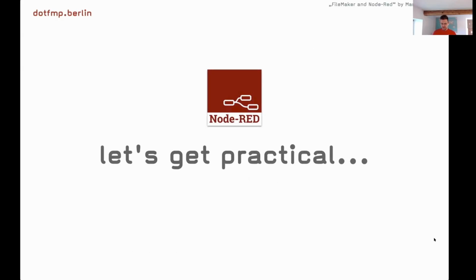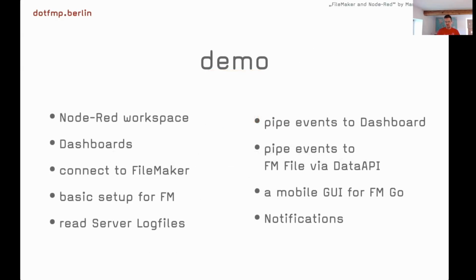So let's get practical. We will see some demos now. I think we will spend about 45 minutes or an hour. We have time afterwards to talk about it, to answer some questions, or to do some further experiments. First, I will show you some basics: the Node-RED workspace and how to build a dashboard, which is a main part of Node-RED. We connect to FileMaker and see the basic setup and the prerequisites to integrate FileMaker with Node-RED. And then we come to the server and the dashboard part.